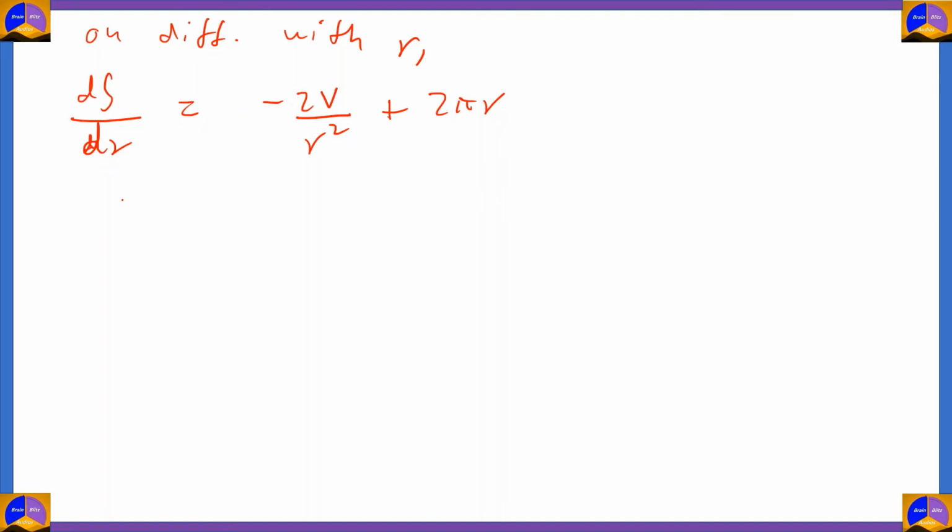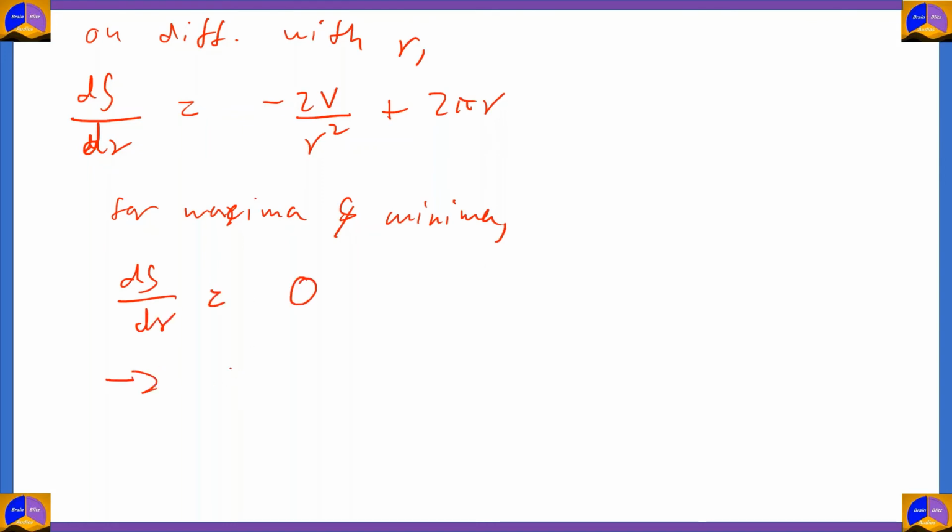Now, for maxima and minima, ds by dr is equal to 0. So that means minus 2v by r square plus 2 pi r is equal to 0, which means 2v by r square is equal to 2 pi r.